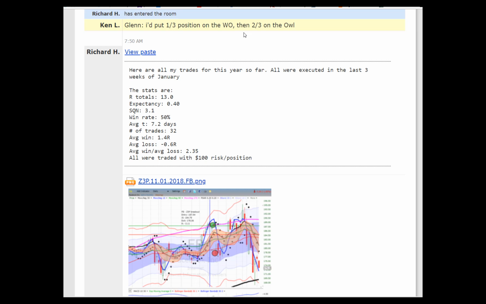So for that particular trade, I was recommending put a third of your swing position on with that washout pattern, and then if we get the owl follow through, that's the fourth and the fifth conditions, then you can add the other pieces. That way we get a measured blended entry, acknowledging the risk that's still indicated by risk Z.